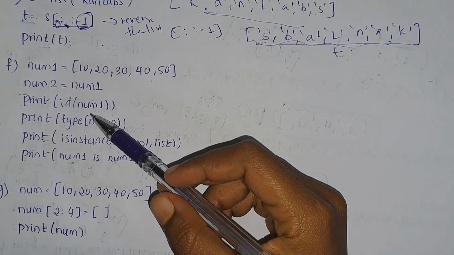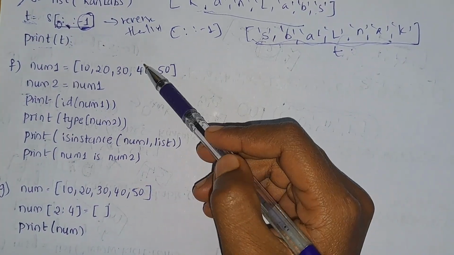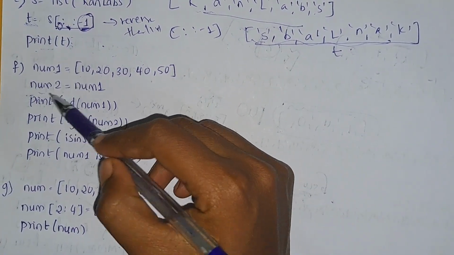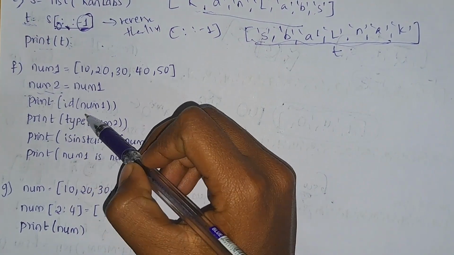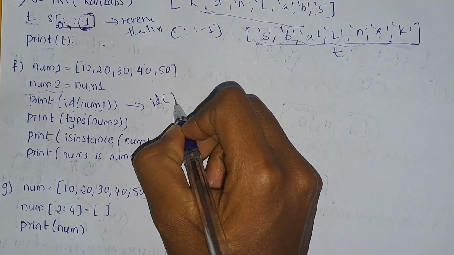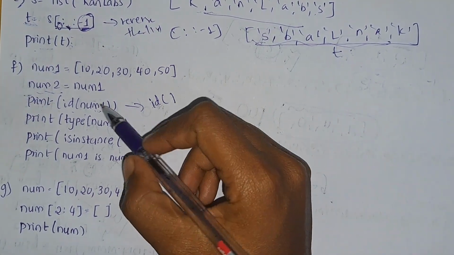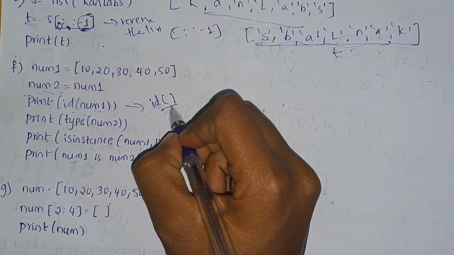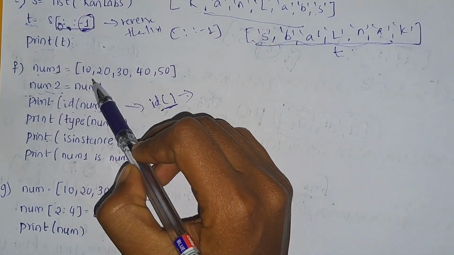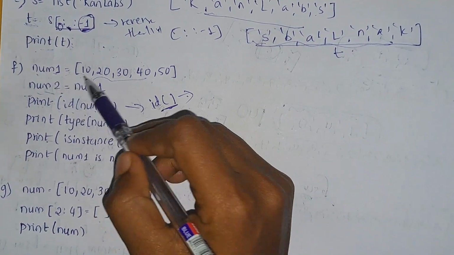So here for this, if you take this as the list and you are storing this num1 list into the num2 list. Now we are printing the id of num1. Here the id function will return a unique id for the specified object. That means it will return some unique value which is given for this num1 object.